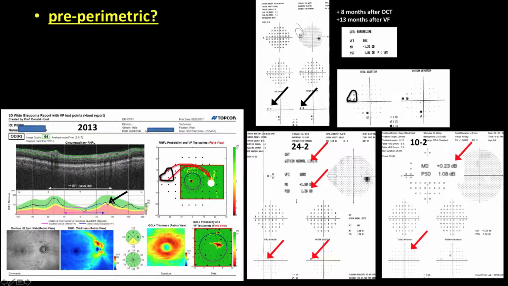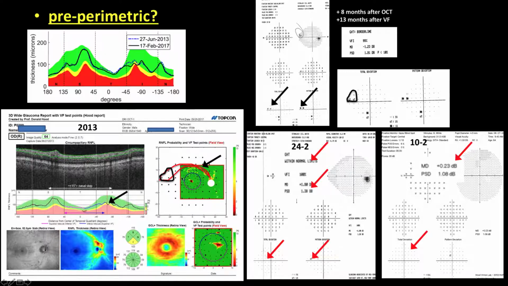So you might say, what's the big deal? You missed a very early nasal step, but that's okay. It's not near fixation. Well, not true. So here's the thinning. Here's the retinal nerve fiber layer thickness, and the dotted curve here is 2013. 4 years later, it's clearly progressed, and now it's in the macula. Right? You can see this progression was in the macular region.